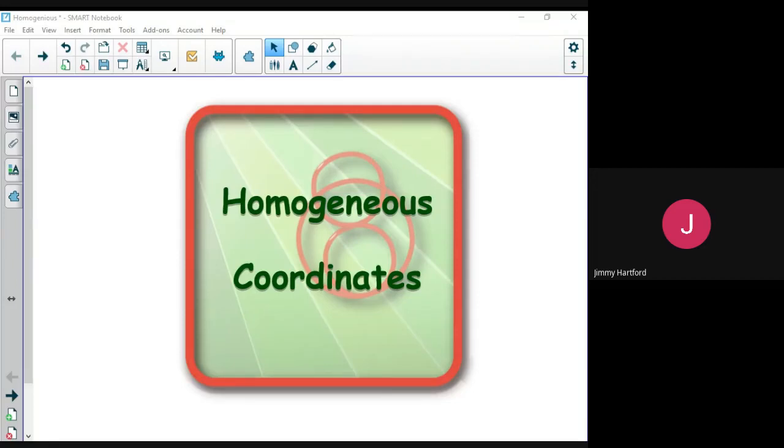Hi, today we're going to talk about homogeneous coordinates, as described in chapter 12 of the Coxeter book.